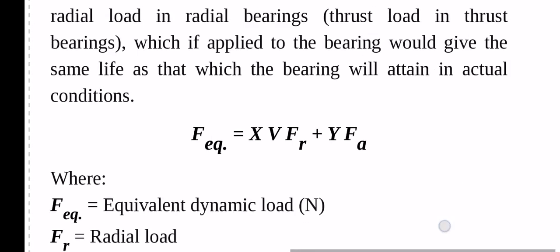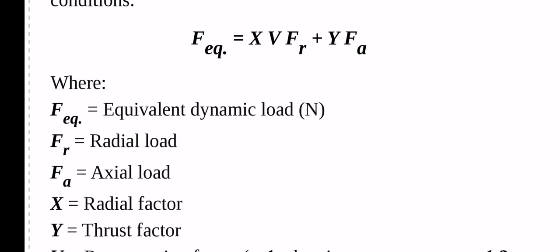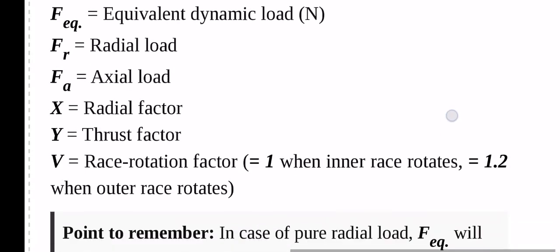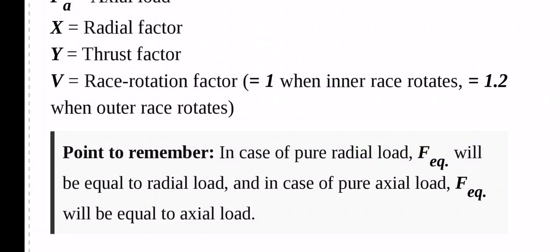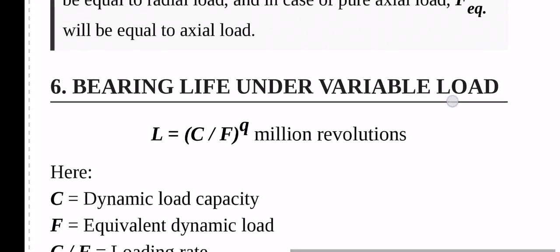F equivalent = X V FR + Y FA, where F equivalent is the equivalent dynamic load, FR is the radial load, FA is the axial load, X is the radial factor, Y is the thrust factor, and V is the race rotation factor, equal to 1 when the inner race rotates and 1.2 when the outer race rotates. Point to remember: in case of pure radial load, F equivalent will be equal to radial load, and in case of pure axial load, F equivalent will be equal to axial load.